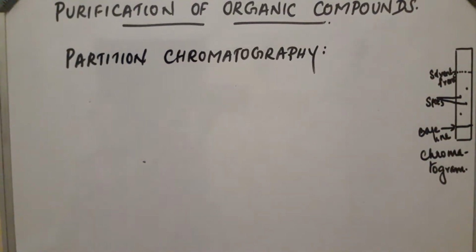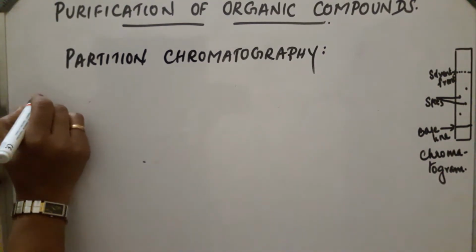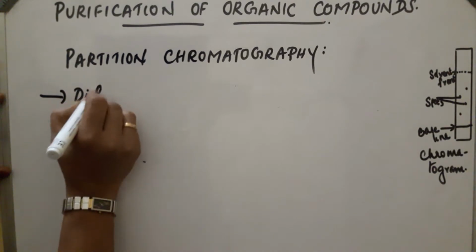Purification of organic compounds, partition chromatography. This technique is based on the differential partitioning of the components of the sample mixture between the two phases, that is, the stationary phase and the mobile phase. Okay, so this is the differential partitioning.